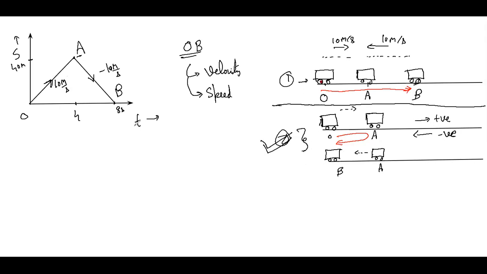Okay. So that means from O to B, the displacement is 0. That means the velocity is how much? It is also 0. So for OB, the displacement is 0, that is, the velocity is 0. Now if you want to calculate the distance, how can you calculate the distance?